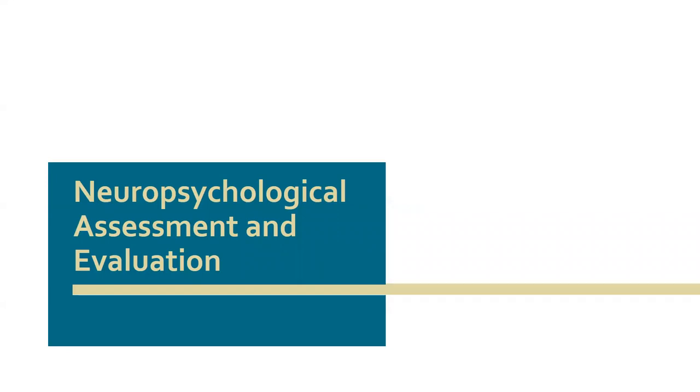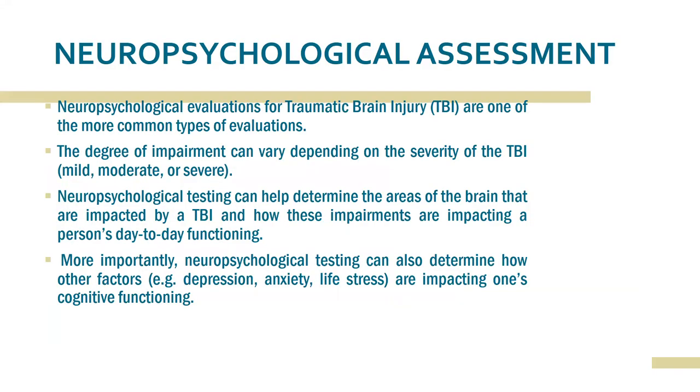Then coming to the neuropsychological assessment and evaluation. Why is it required? Because, as I have already told, after TBI there occurs some cognitive dysfunction, and the cognitive dysfunction is first manifested by loss of attention and concentration. So the neuropsychological evaluation for TBI is very important, because the degree of impairment can vary depending on the severity of TBI, whether it is concussion, mild TBI, or severe TBI. It may be mild, moderate, or severe.